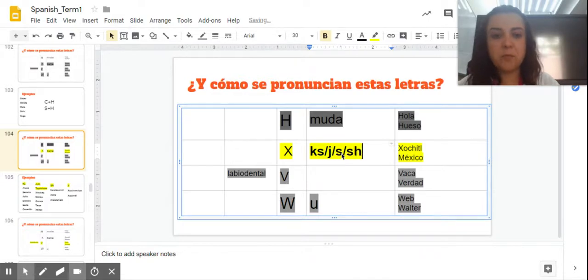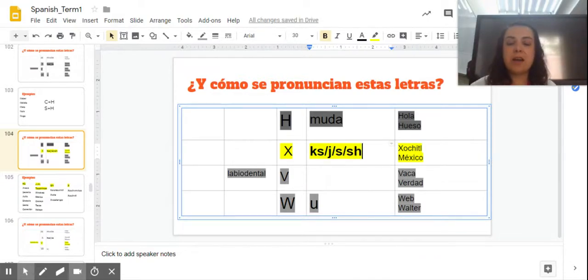We have four pronunciations. With the X, we pronounce it as x, like a K and an S. We pronounce it as a J, that means that it sounds like an H in English, ja, ja, ja. Also like an S, just like an S, s, s, s, or like an SH, sh, sh, sh. And we're going to see some examples here.